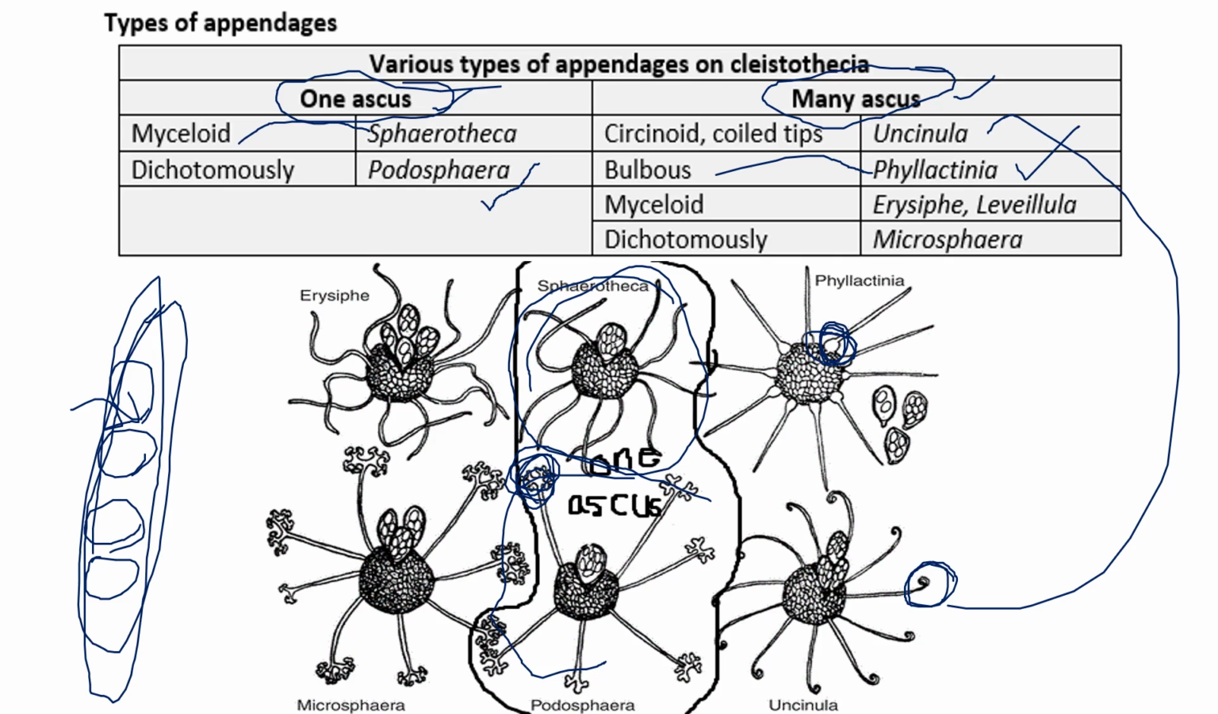Mycelioid appendages in many ascus. If it is a single ascus, it is Sphaerotheca. Many ascus means Erysiphe, powdery mildew genera, and Leveillula. This is the mycelioid appendage. And next one, dichotomously branched. Single ascus means Podosphaera. Many ascus means Microsphaera. We can see dichotomously branched appendages with many ascus: Microsphaera. So these are all about the various types of appendages on the cleistothecium.